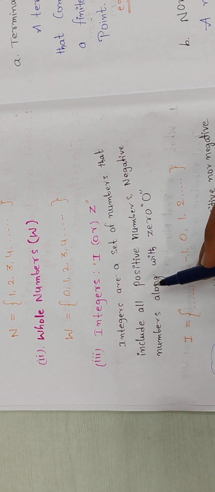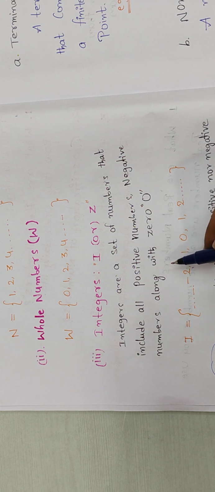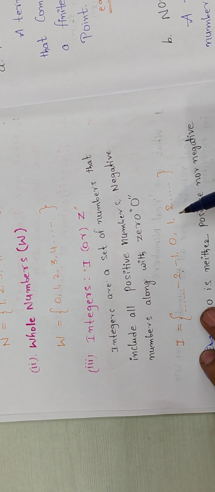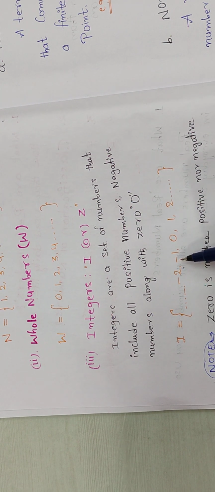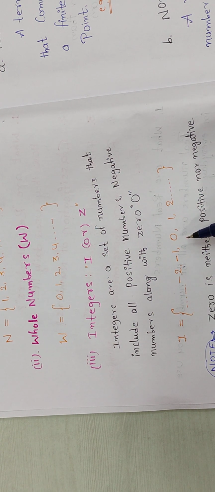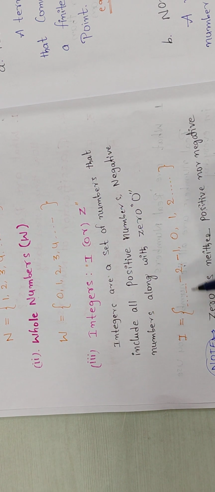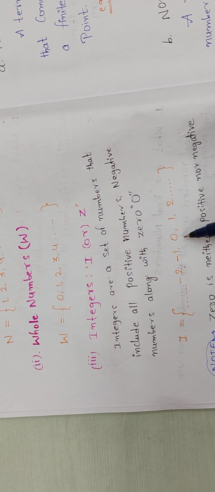Integers are the set of numbers which have positive numbers and negative numbers along with zero. In this set we have positive numbers, 1, 2, 3, 4, and negative numbers, which means minus numbers: -1, -2, -3, -4, and so on. Along with 0, we add the 0 to the positive series and negative series. So positive numbers, negative numbers, and 0 together we call integers.